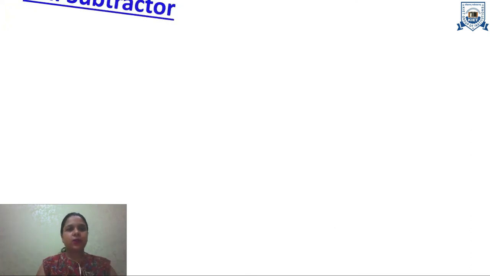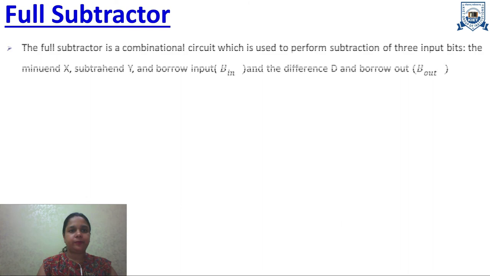Now our next topic is the full subtractor. The full subtractor is a combinational circuit which is used to perform subtraction of 3 input bits. What are these input bits? Minuend, subtrahend and borrow input. And the outputs will be difference and borrow out.